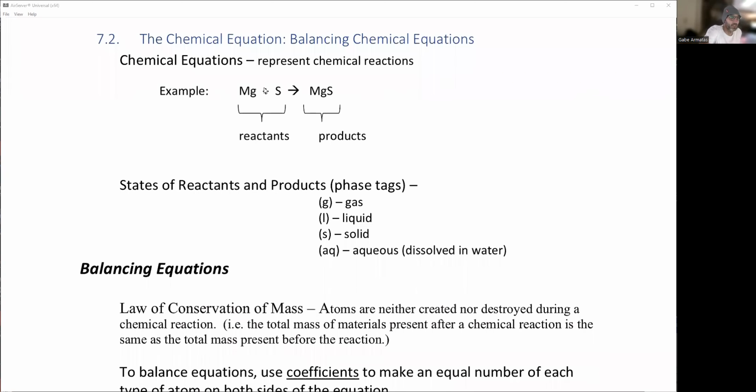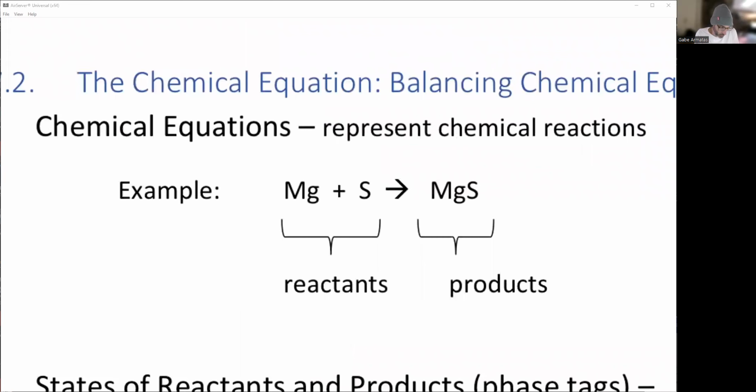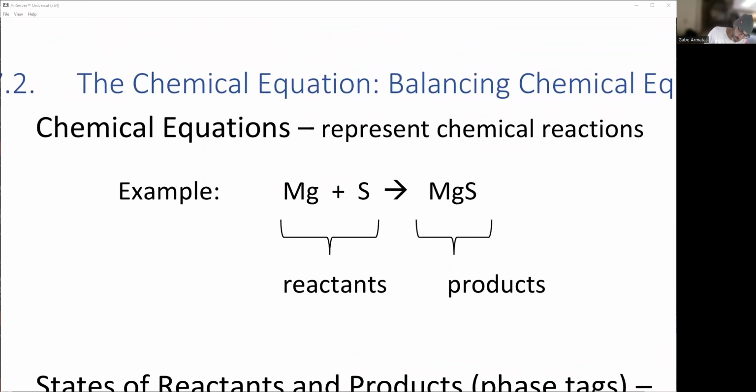Okay, so we're going to take a look at 7.2, which is chemical equations. I have talked about chemical equations quite a bit, but now I'm going to define it so it's a little bit more obvious. First of all, a chemical equation represents chemical reactions. I also want to say chemical or physical reaction. So I can actually represent a phase change, like ice melting, with a chemical equation.